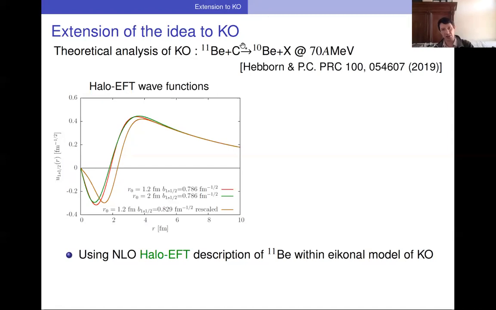You have the first one, it's just the diffractive breakup, and the other one is the stripping contribution. So you have to account for both to compare to data. And so she took three different wave functions within this halo EFT idea. So that's the three curves that you can see here for the radial wave function. So you see significant difference at short distances.